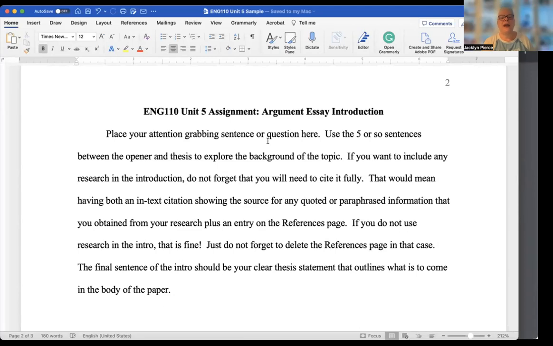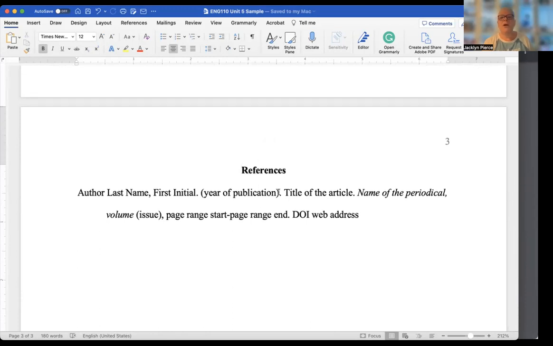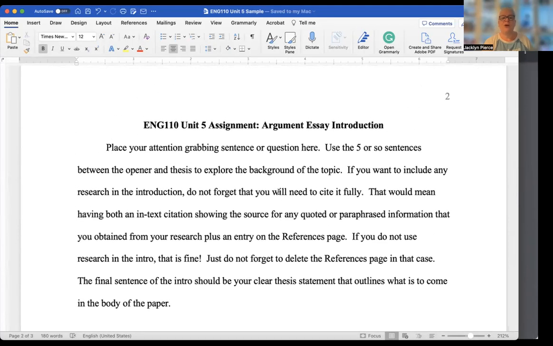So I'm going to read it to you. On the template, it does have a references page ready to go, but you may not use research in your intro, and if you don't, you'll just delete that. So: place your attention-grabbing sentence or question here. Use the 5 or so sentences between the opener and the thesis to explore the background of the topic. If you want to include any research in the introduction, do not forget that you will need to cite it fully. That would mean having both an in-text citation showing the source for any quoted or paraphrased information that you obtained from your research, plus an entry on the references page. If you do not use research in the intro, that is fine. Just do not forget to delete the references page in that case.